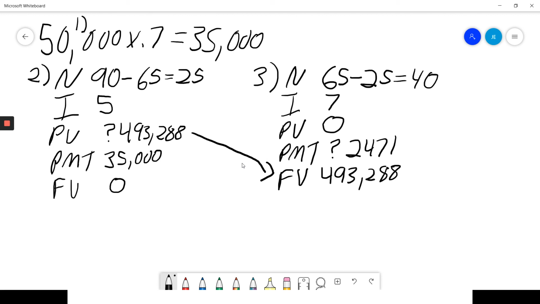The rule of thumb is half the time, 4 times as much. If you have half the time to save, you have to save 4 times as much. In this example, it's actually closer to 5 times as much. Instead of having to save roughly $200 a month, I have to save roughly $1,000 a month.